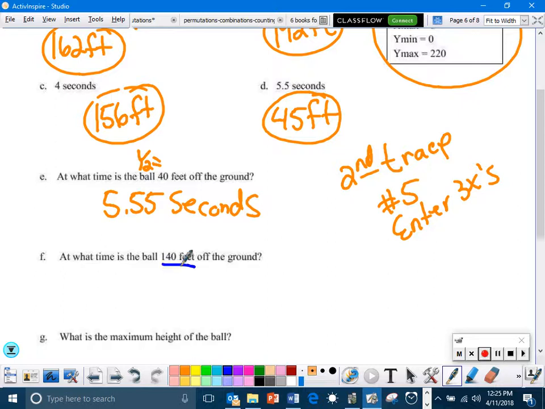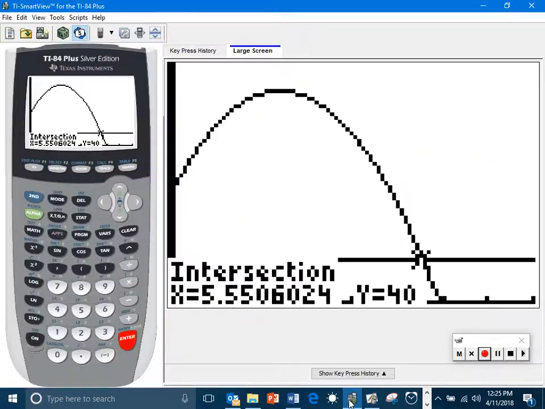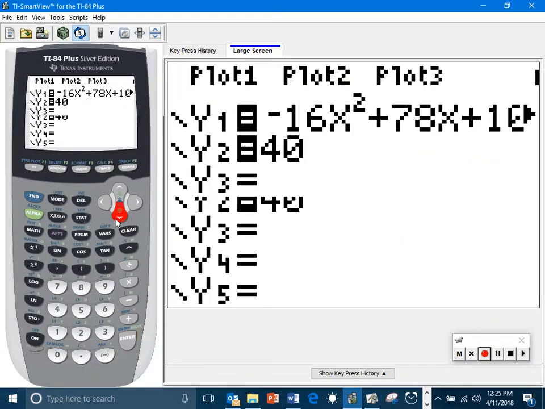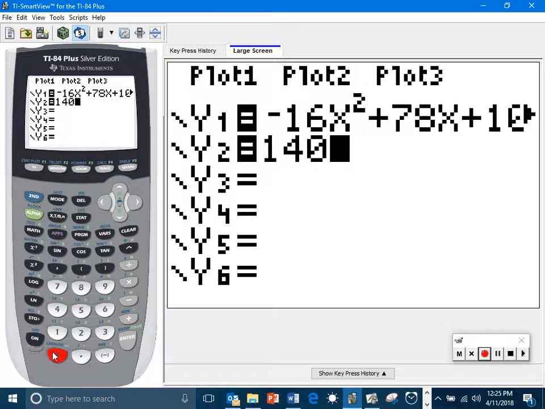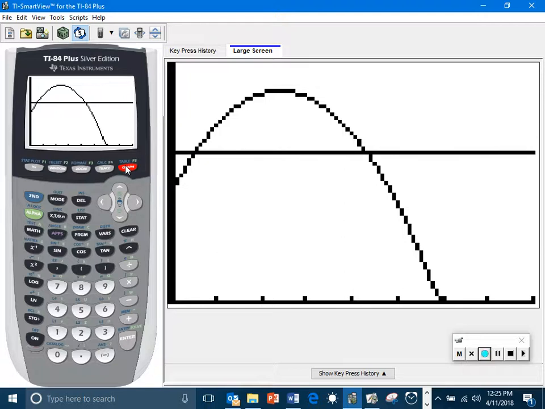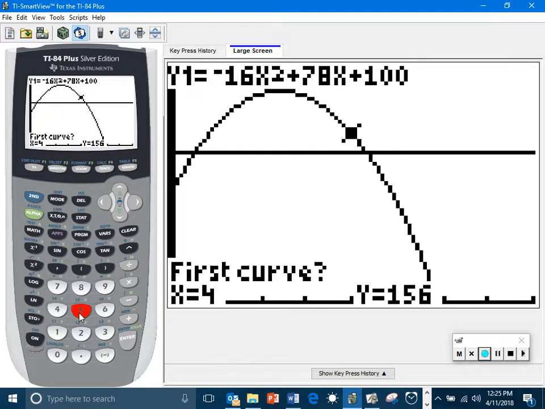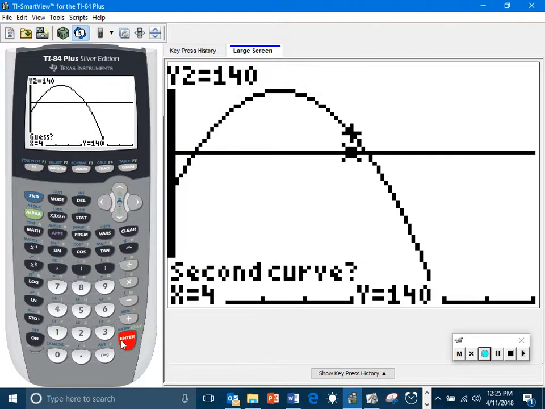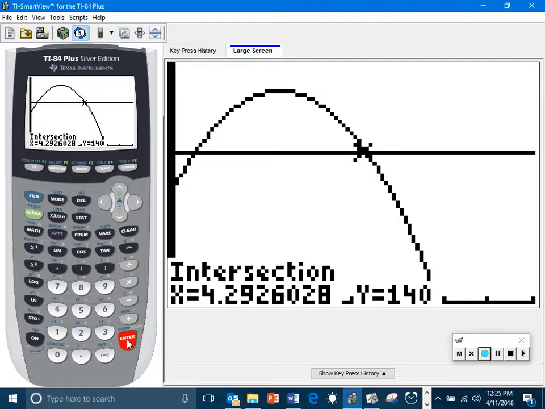Okay, now we're going to do 140 feet. So I'm going to have the calculator mark 140 feet. Now there are 2 answers. So I'm just going to do the second trace, number 5, and find the answer it gives me first. 1, 2, 3. 4.29 seconds.